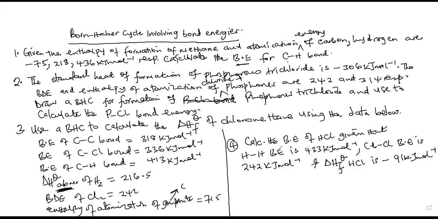Then our last example, they want us to calculate the bond energy of hydrogen chloride, given that the hydrogen-hydrogen bond energy is that, the chlorine-chlorine bond energy is that, and the enthalpy of formation of hydrogen chloride is that. We are going to go through this very fast, and after that, we are going to be left with only two concepts, that is enthalpy of neutralization and enthalpy of precipitation. So let's see how it goes. For the first question, hope you had copied them.